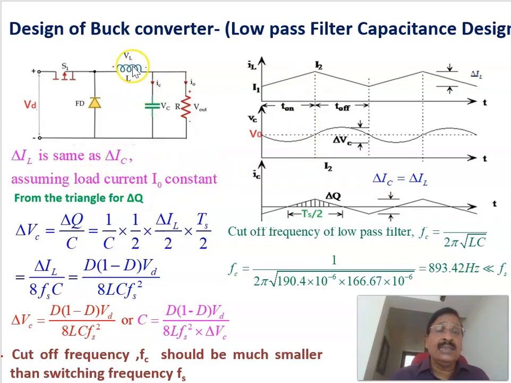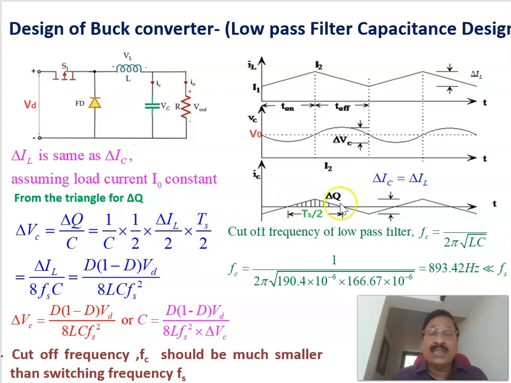So whatever the change in load current is reflected in the change in capacitor current, because we are assuming the load current equal to constant. Therefore, from this triangle here, we can calculate this area, that is called the delta Q, which is equal to delta VC. Therefore, delta VC, or the change in voltage, is equal to delta Q by C.